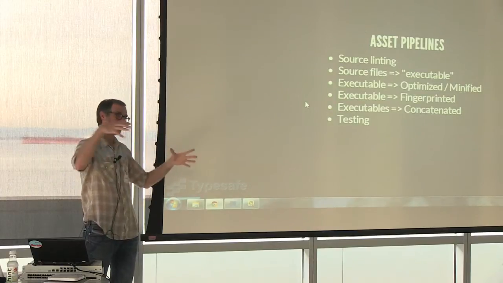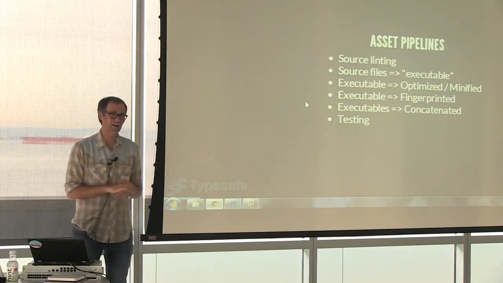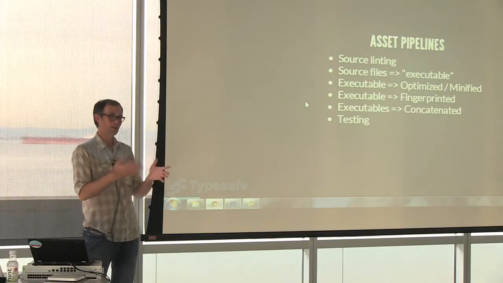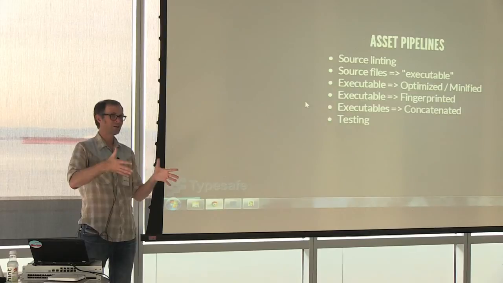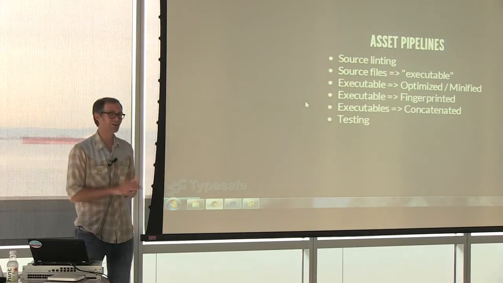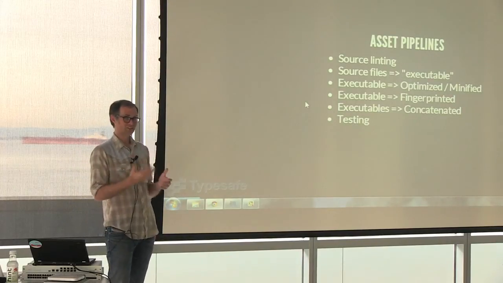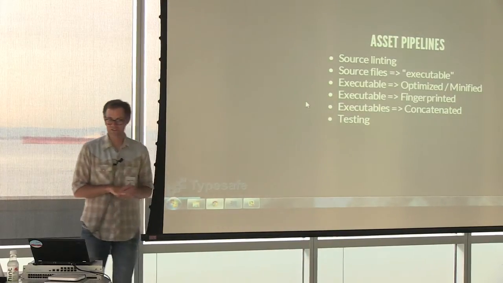Instead, I want to be able to combine all those together into one JavaScript file, or maybe a couple JavaScript files, so that the browser only has to make one request. That's going to take longer, but it's going to ultimately take less time because there's a limit to how many concurrent requests the browser can make. So that's concatenation. That's the job of the asset pipeline.